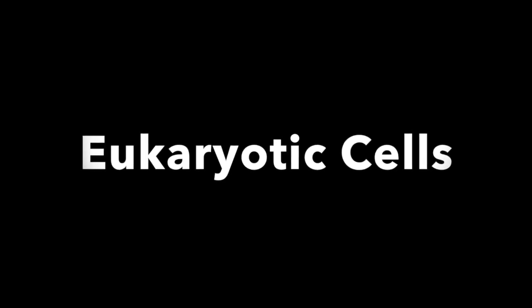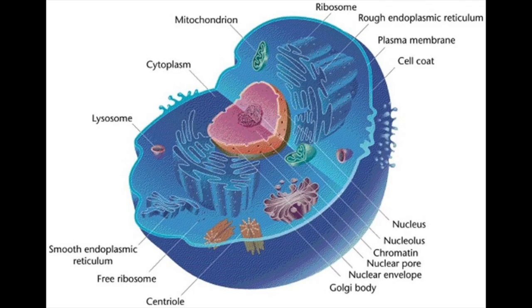Hello, I'm going to be talking about cells and their function. So we're going to start with eukaryotic cells. The mitochondria is the powerhouse and it produces ATP. Lysosomes break down materials in the cell, also known as the death sac.